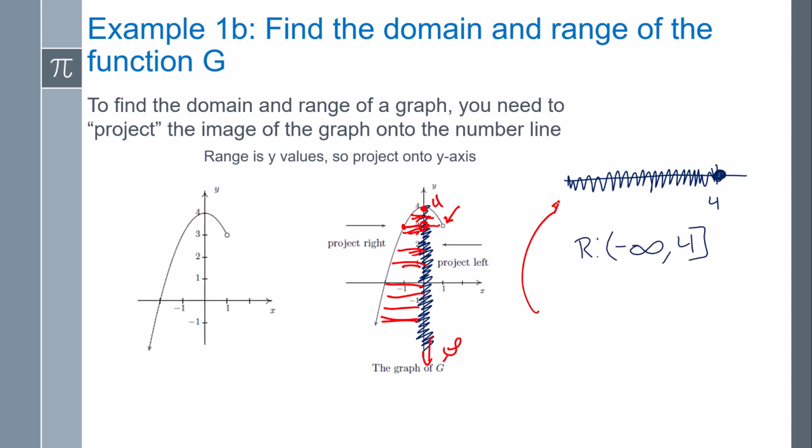Now, a common mistake. Because we're so used to reading from left to right, from top to down, we might look at this and say, oh, this starts at 4 and goes down forever. Remember, when we write our interval, it's always the smallest to the biggest. So even though it looks like it's 4 going down forever, we still need to ask, what's the smallest number? -infinity, and it's climbing up to 4.